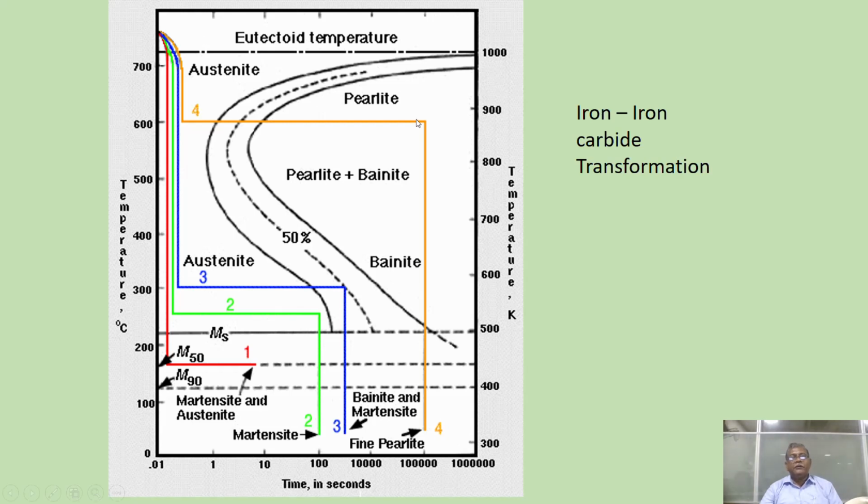For an example, if I want to have a pearlite structure, then I have to cool very slowly. When you want to have a bainite, you can cool up to some temperature, for an example, 500 degree, then after that you can maintain that temperature. Based on the microstructure requirement, you can vary the cooling rate.